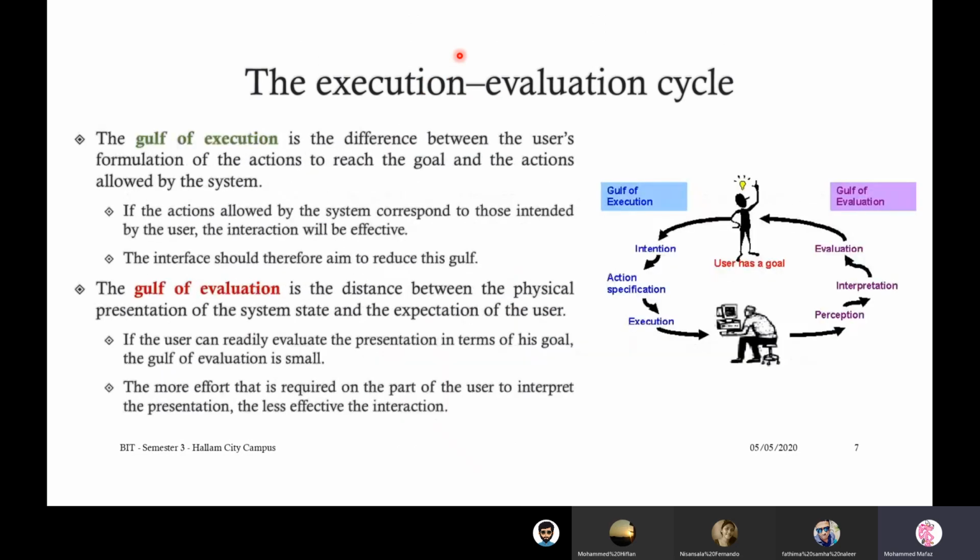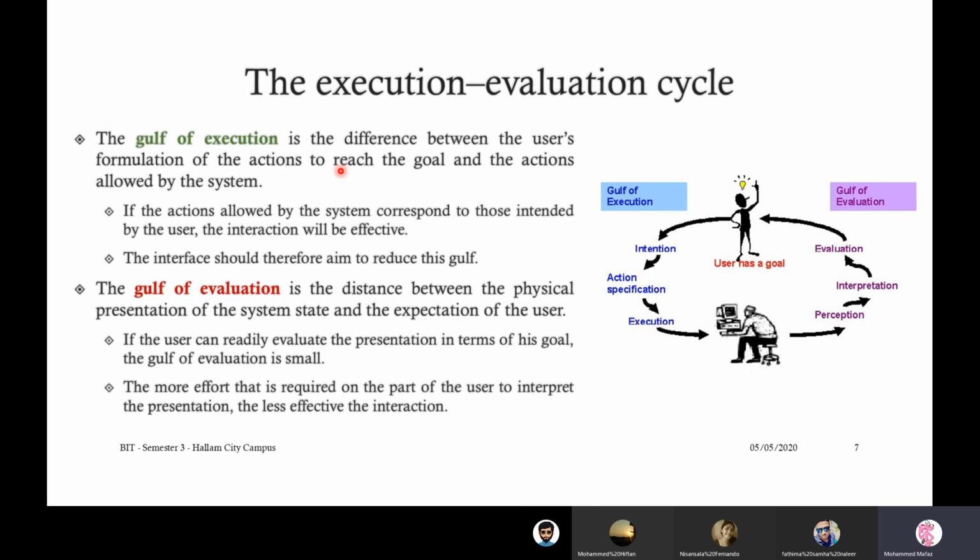Now discussing the two gulfs, right? So gulf of execution, the first side. The gulf of execution is the difference between the user's formulation of the actions to reach the goal and the actions allowed by the system, right? So clearly see what they explain: the difference between the user's formulation of the actions to reach the goal and what the system can do.